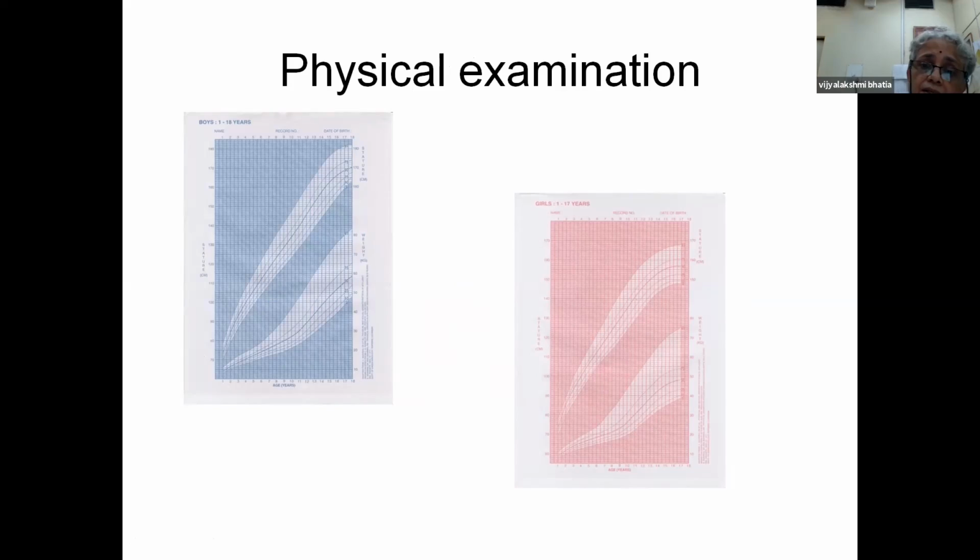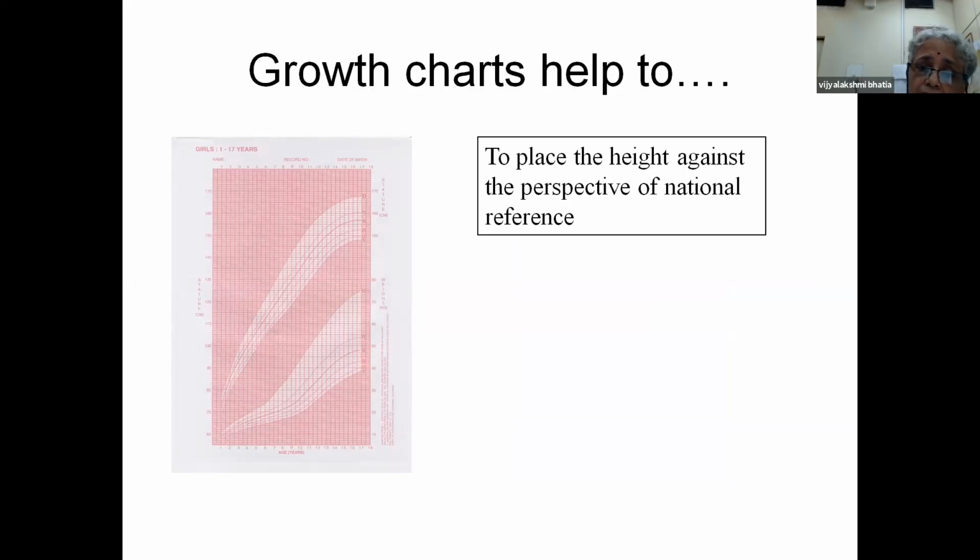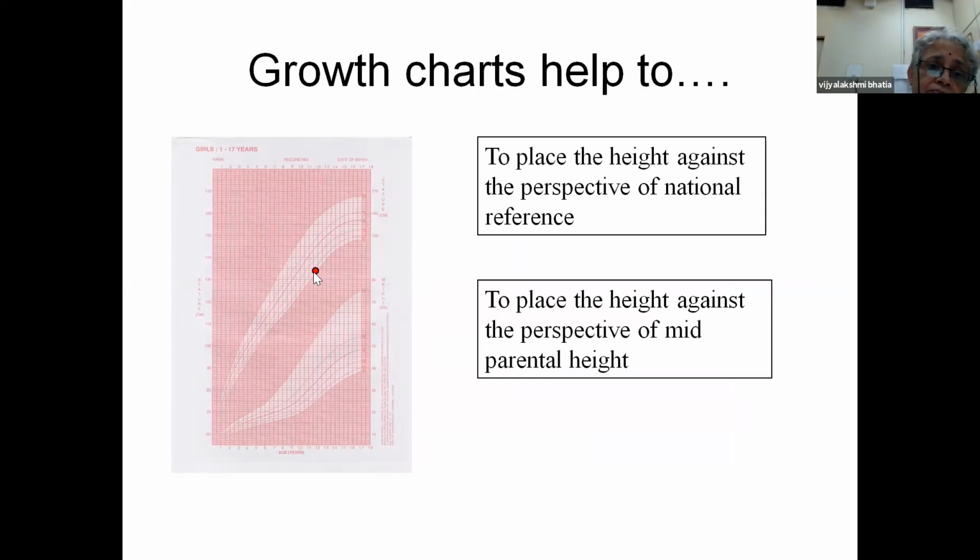How do we use these charts? When we take a height and a weight, we must plot it. And plotting on a growth chart helps us to place the height or the weight against the perspective of a national reference. So, for example, we took this height, we feel it is small, but when we place it on the growth chart, we understand that it is still within the normal limits on the fifth centile of the national standards for girls. But it also places the height against the perspective of the mid-parental height.